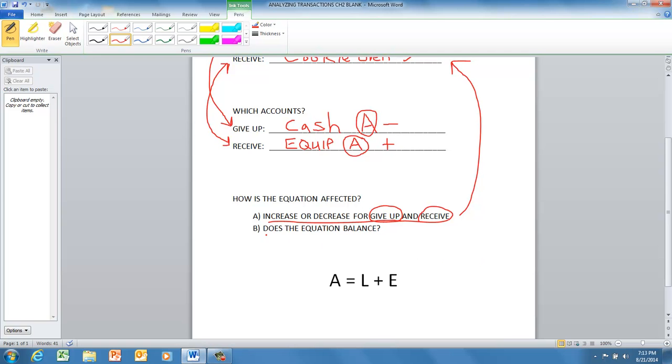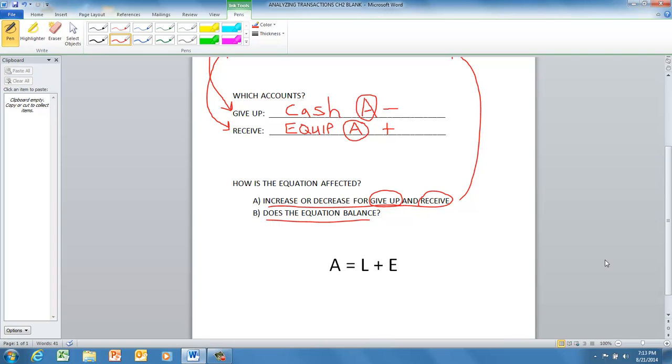Now the last question is, does the equation balance? And here I am going to put under my equation whatever pluses and minuses I have. So I have a plus of assets, so I'm going to put a plus here. And I also have a minus of assets, so I'm also going to have a minus under assets. Now if I add and subtract a 2, it's going to equal 0. If I add and subtract 20, it's going to equal 0.